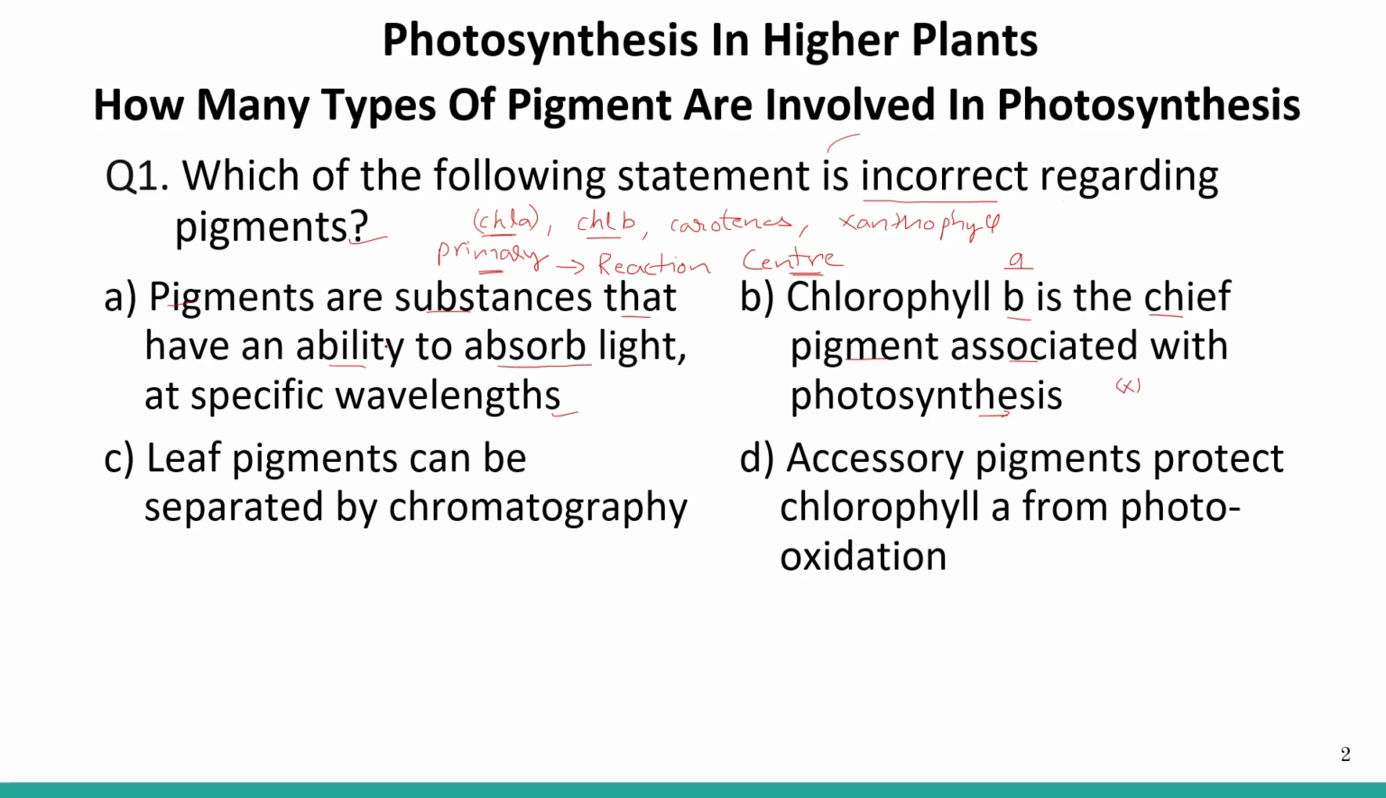A single chlorophyll A molecule forms the reaction center in the photosystem. Now let's talk about the third option: leaf pigments can be separated by chromatography. This is correct. We can use paper chromatography to separate the leaf pigments, in which we have the mobile phase, which is the solvent, and the stationary phase, which is the cellulosic paper. Now option D is that accessory pigments protect chlorophyll A from photooxidation.